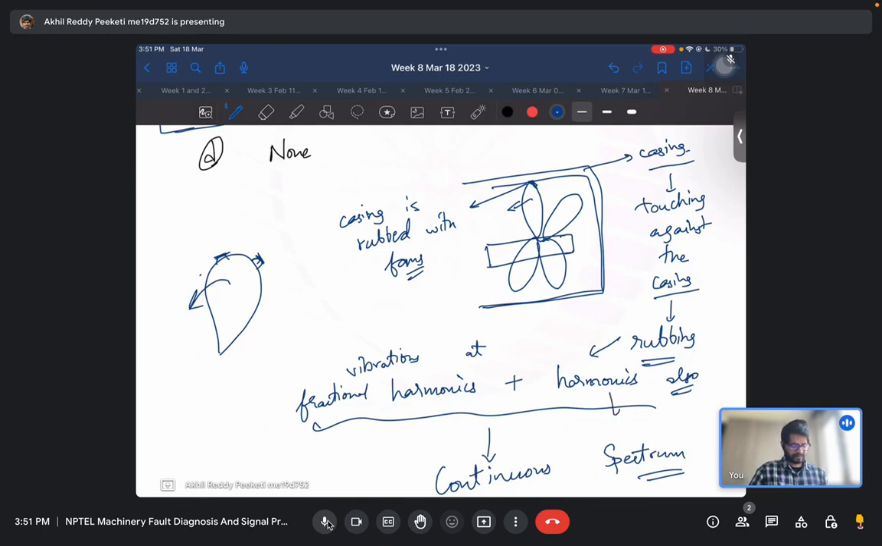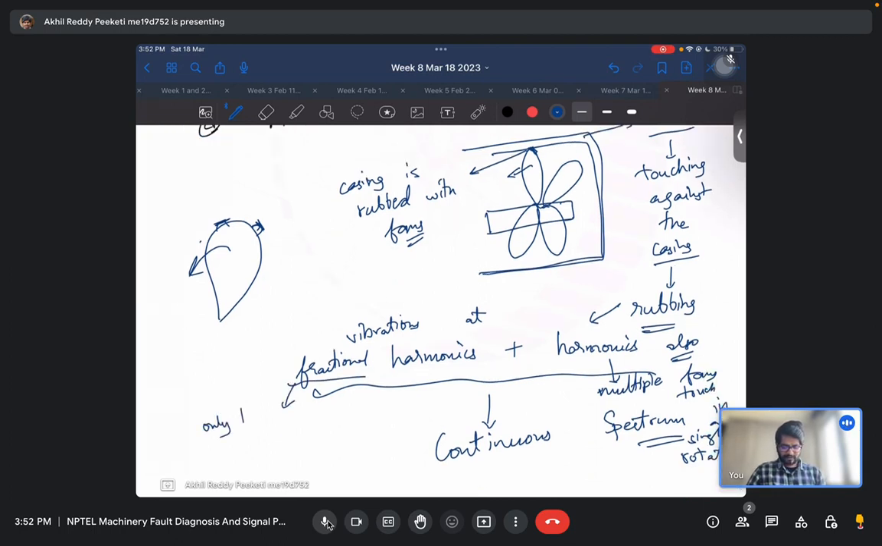So harmonics happen when multiple fans touch in a single rotation, or fractional harmonics happen, let's say only one fan touches, and sometimes it doesn't touch. So all are possible, and that's what gives you a continuous spectrum.